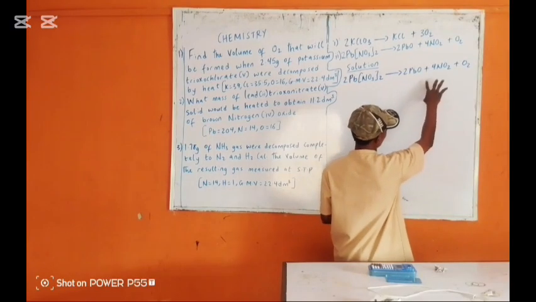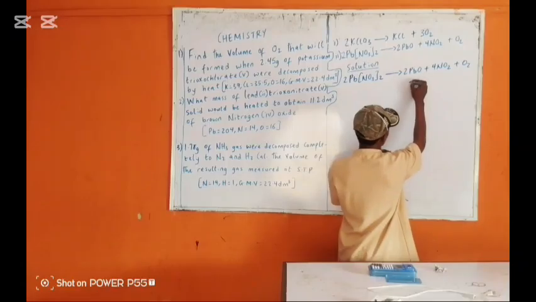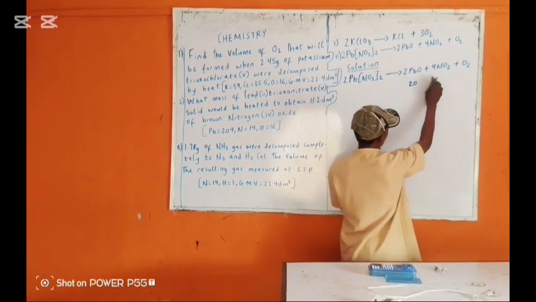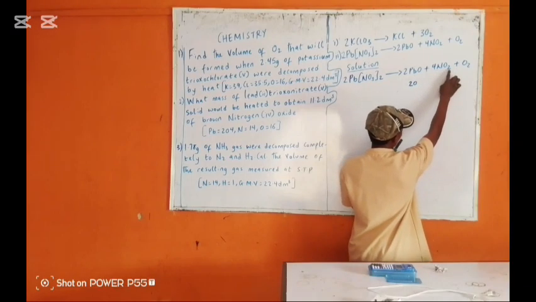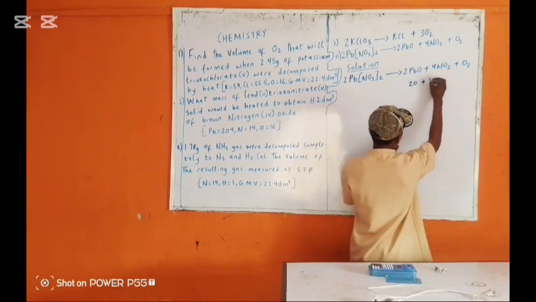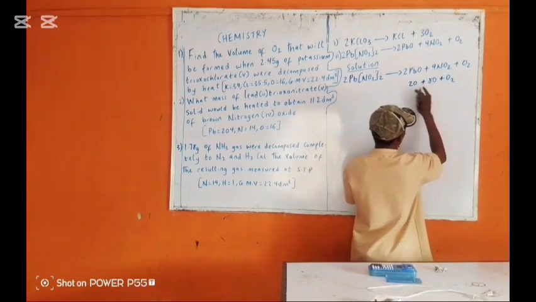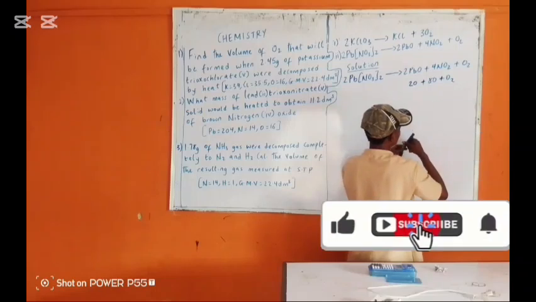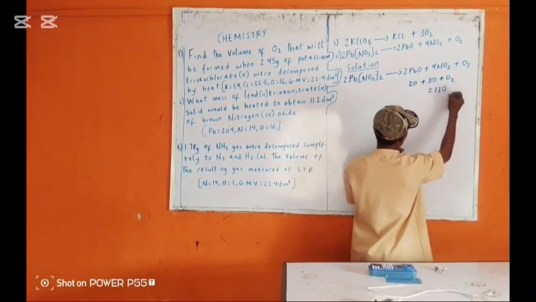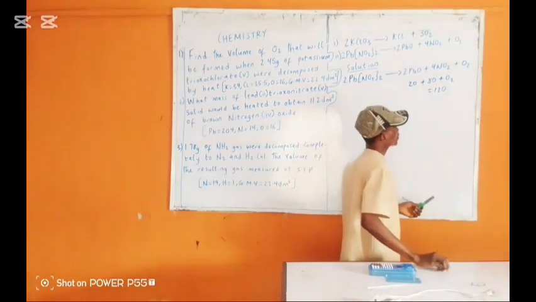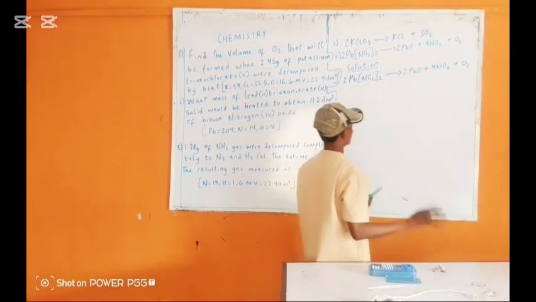Now, how many oxygen do we have here? We are having 2 oxygen here. How many do we have here? We are having 8 oxygen here, 4 times 2 is 8. And last we are having 2 oxygen. So 2 oxygen plus 8 oxygen plus 2 oxygen, that is 12 oxygen. So it means oxygen here is balanced. Now let's check nitrogen.